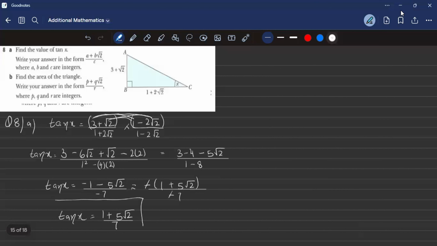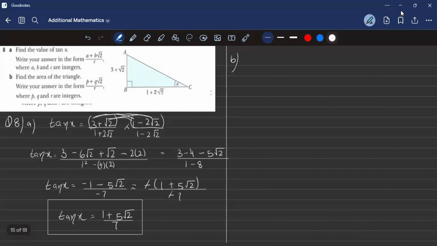Let me just highlight this a bit. And here we go, this is it for part A, question number 8. I hope you understand it. Really simple, no rocket science in here, to be honest.